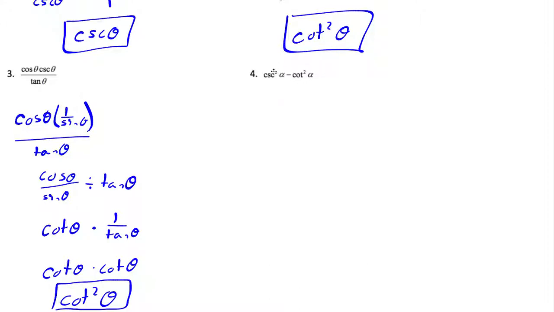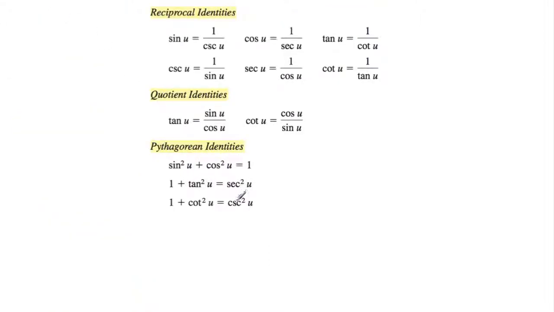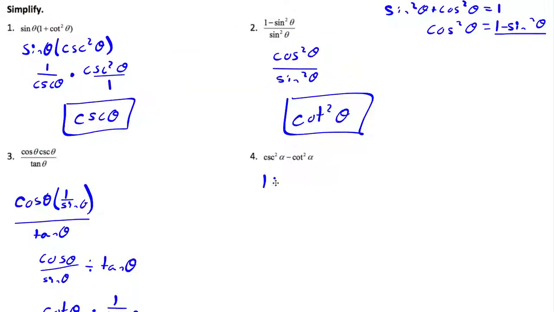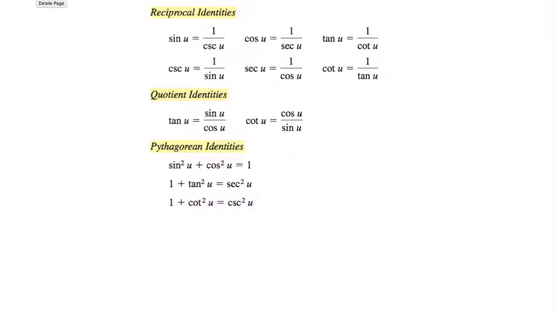And then finally here, cosecant squared of alpha minus cotangent squared of alpha. So we get those cosecant cotangents. We can use one of these Pythagorean identities. So here, cosecant squared is equal to 1 plus cotangent squared. So I'm going to replace this cosecant squared with 1 plus cotangent squared of alpha minus cotangent squared of alpha. And then just by doing that substitution, I have this last term there. They cancel out. I'm left with just 1. So no matter what alpha is, this will always be 1. So those are your identities, and that's them in action.